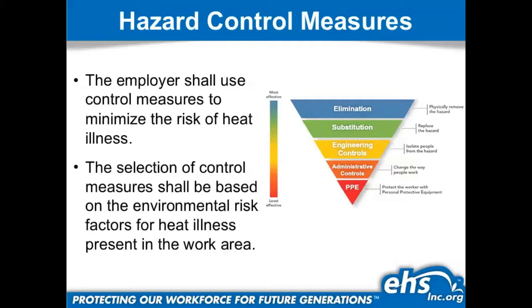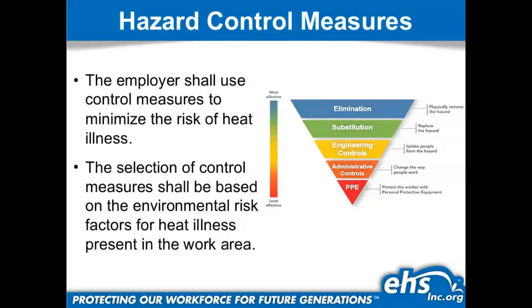So the employer shall use control measures to minimize the risk of heat illness. The selection of control measures shall be based on the environmental risk factors for heat illness present in the work area. If you're looking at the diagram to your right, as I jokingly say, it's an upside down food triangle, but for safety. From top to bottom, a basic question I ask a lot of the guys in the field: what is the best means of protection? Is PPE your first line of defense or your last line of defense? Surprisingly enough, I would say probably about 90%, if not more, of people that respond say PPE is your number one means of defense. It's not. It is your last line of defense.